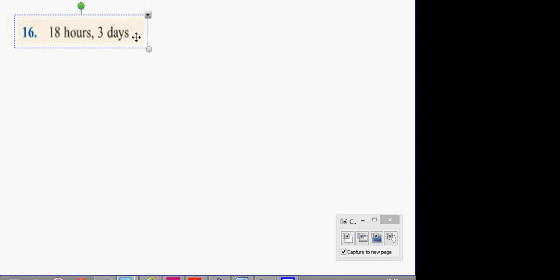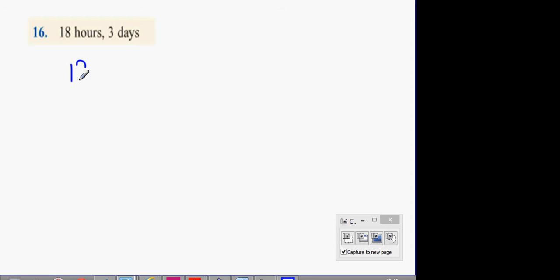Oisín, how many hours in a day? 24. And how many hours in 3 days? 72. Perfect, so it's 18 hours divided by 72 hours. Now that we have that done, what we need to do next is some dividing. Can anybody think of a number that divides into 18 and also divides into 72? Sean?